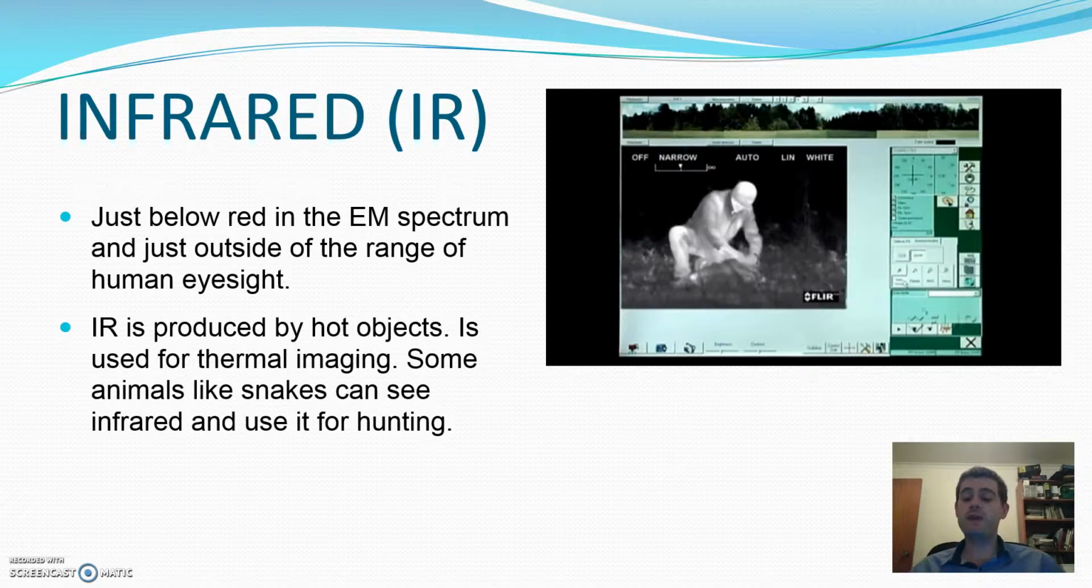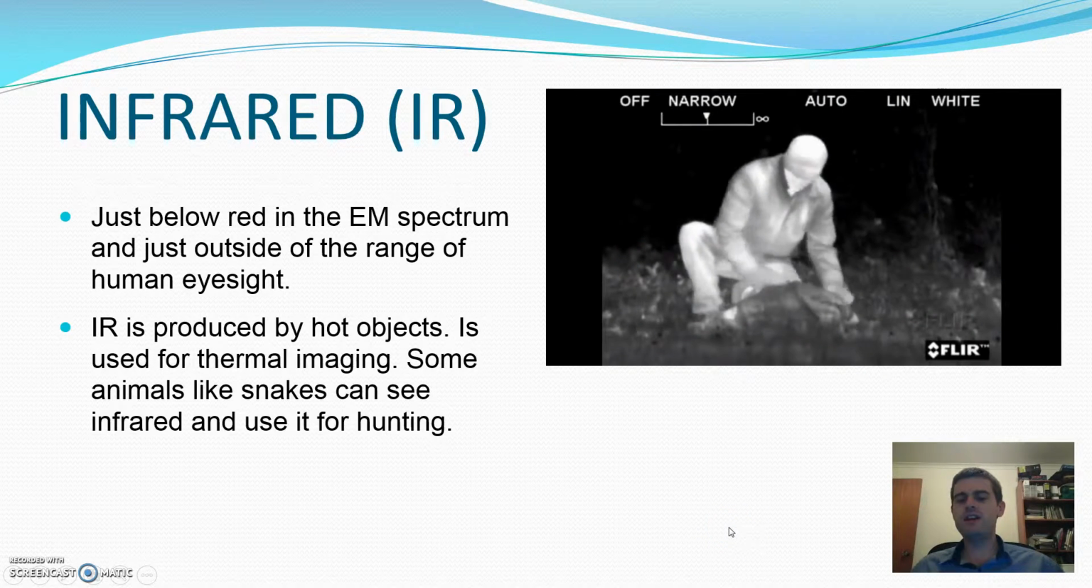Alright, so from there we go up, and then the next one is what we call infrared. Now infrared is just below what a human being can see. It's just below red. Lower frequency than red and a slightly longer wavelength. Now infrared, it turns out, is produced by hot objects. So it's used for what we call thermal imaging.